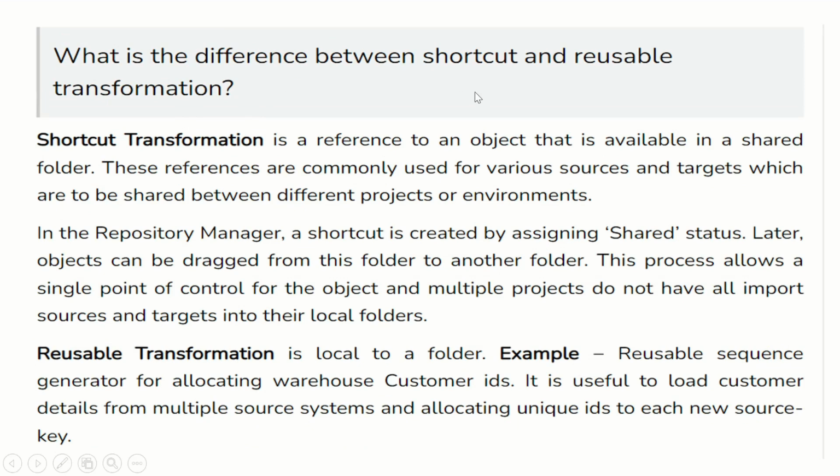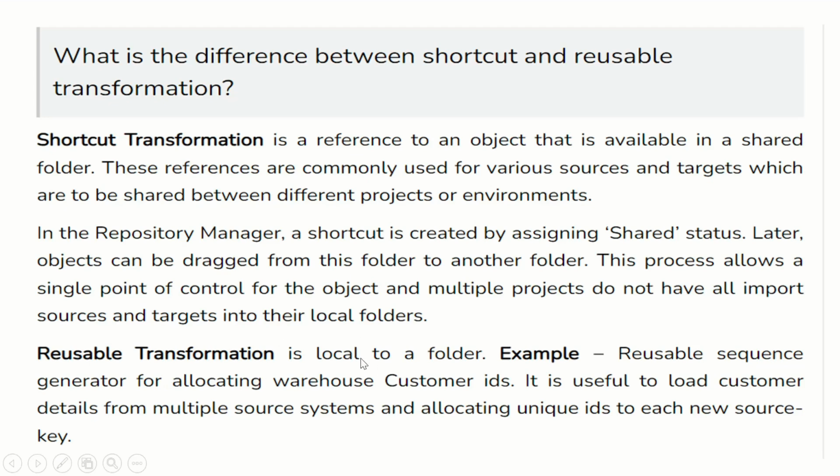What is the difference between shortcut and reusable transformation? A shortcut transformation is a reference to an object that is available in a shared folder. These references are commonly used for various sources and targets which are to be shared between different projects or environments. In the repository manager, the shortcut is created by assigning shared status. Later, objects can be dragged from this folder to another folder. This process allows a single point of control for the object, and multiple projects do not have to import all sources and targets into their local folders.